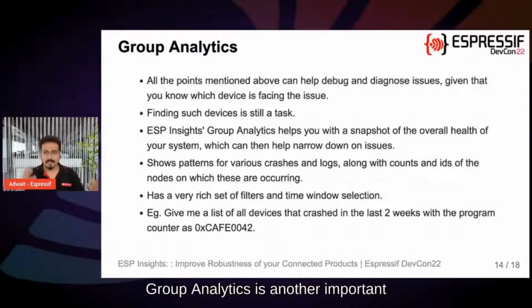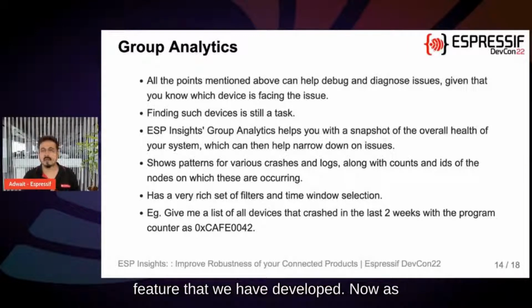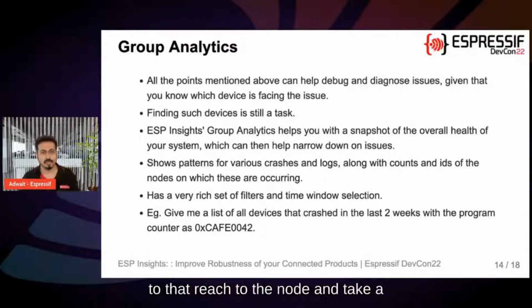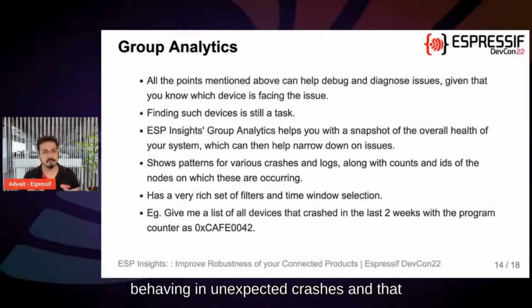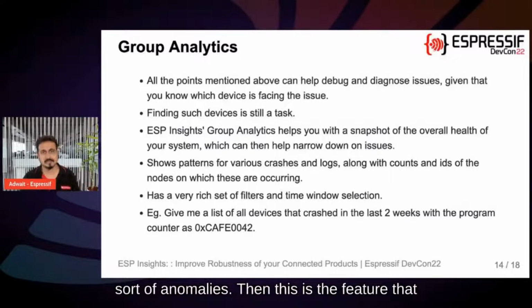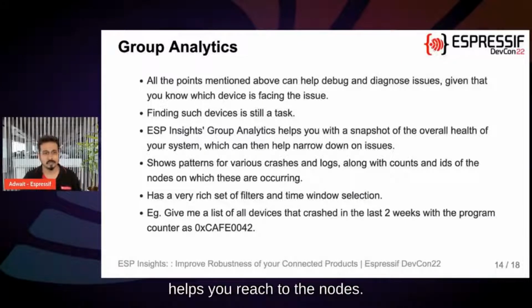Group analytics is another important feature that we have developed. As I mentioned, if you already know a problematic node, it is very easy to reach that node and take a look at the logs, the metrics, and the variables for that particular node. If you're not aware, with thousands of nodes in the field, which nodes are behaving unexpectedly or crashing, then this is the feature that helps you reach those nodes. It provides a set of extremely rich search filters wherein you can write a query and get a list of nodes that satisfy those search filters.